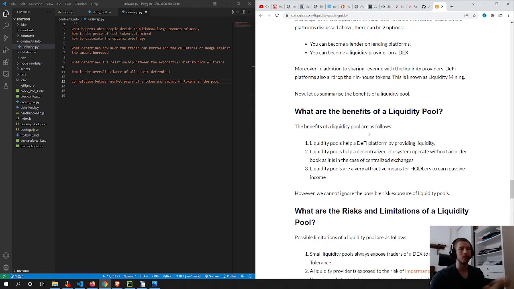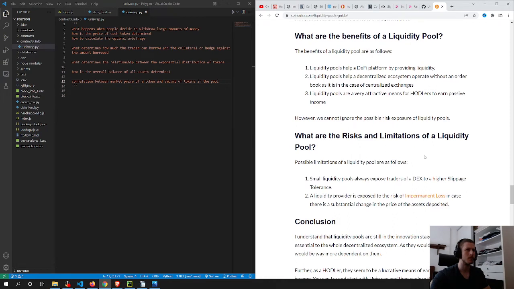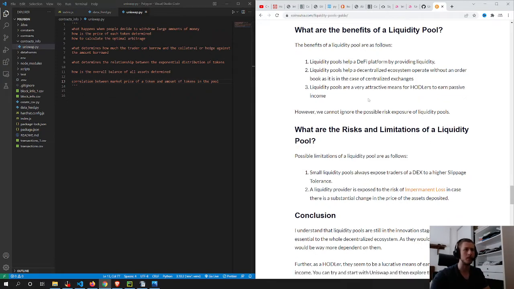Sharing revenue with the liquidity providers, the platforms also airdrop their in-house tokens, known as liquidity mining. Liquidity pools help a DeFi platform by providing liquidity. Liquidity pools help a decentralized ecosystem operate without an order book, as it is in the case of centralized exchanges. Liquidity pools are a very attractive means for holders to earn passive income.